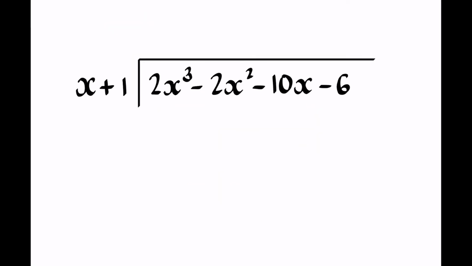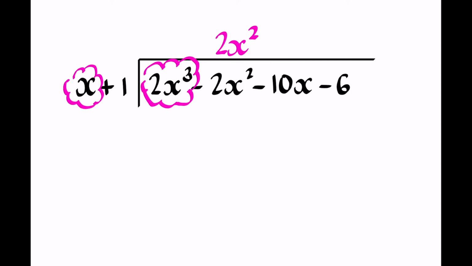Now I have 2x cubed minus 2x squared minus 10x minus 6, and that is being divided by this x plus 1 outside. I'm going to start this process the exact same way. So I take the highest degree of my first expression and the highest degree of my second expression, and I'm going to divide them. So 2x cubed divided by x is 2x squared. And that I'm going to put in my squared column.